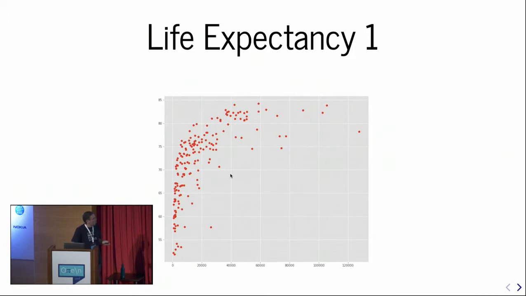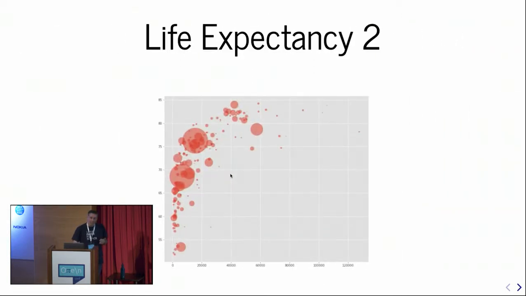Then we can start improving. So what we can do is, let's make each country as big as the population. So now you get a better image, because some countries are definitely bigger than others. So the life expectancy there is more important in some aspect than others. So this is the second effort, where we just added another little detail, which is the size proportional to the population.